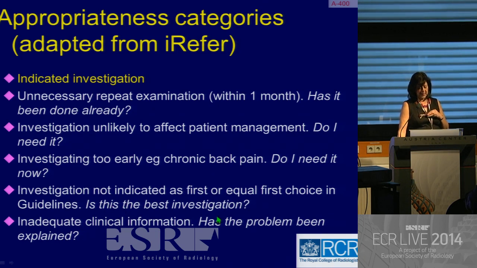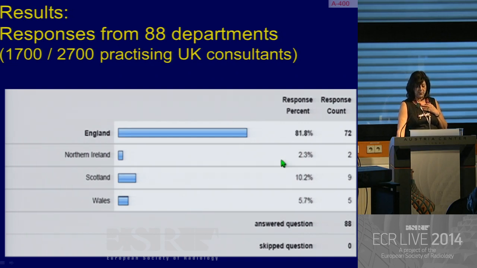Is the investigation indicated as the first or best choice by the guidelines for this particular condition? So is it the best investigation? And has the problem been explained properly on the referral form, so that I know that this is the right investigation for this patient? These were our responses. You'll see that we got an overall response rate of 81%, which is really very good for a national audit.